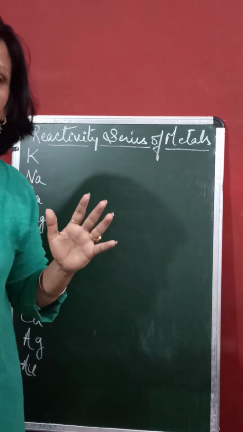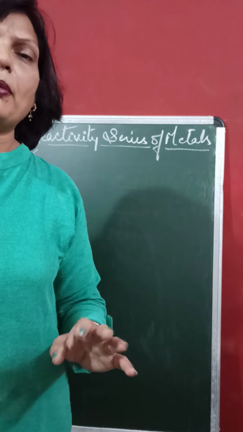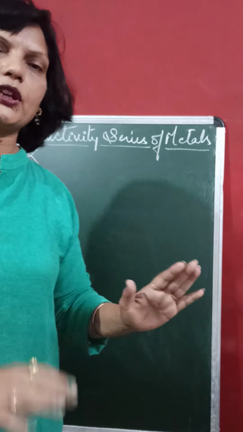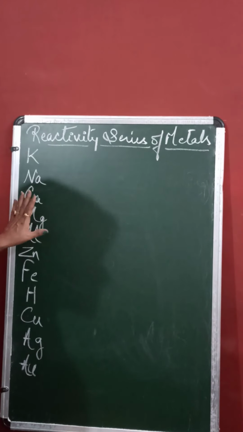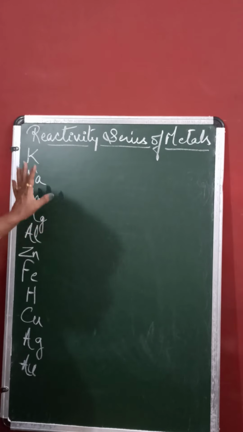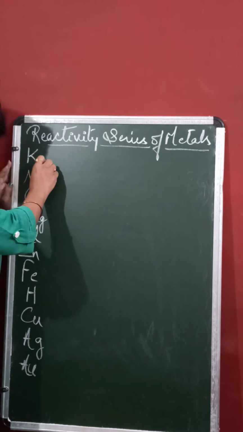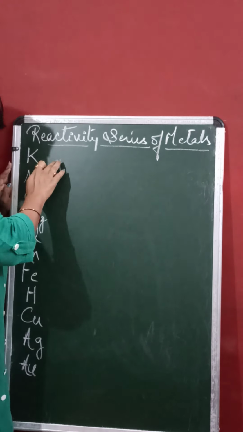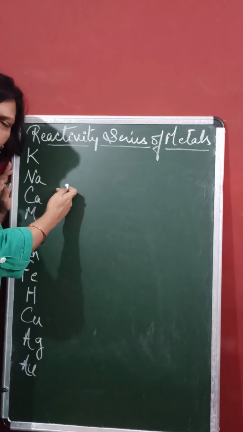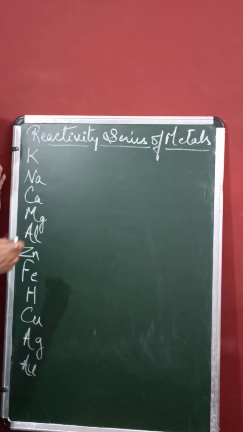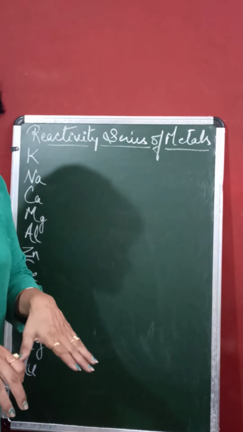Actually, there are n number of metals, but in our 8th class syllabus we require these, the top 10 metals we have to study, the 10 toppers. How are we going to decide these 10 toppers? The first one is the highly reactive one, the second one a little bit less, the third one even less, the fourth less than that, and so on. The reactivity decreases, or we can say the activeness decreases.